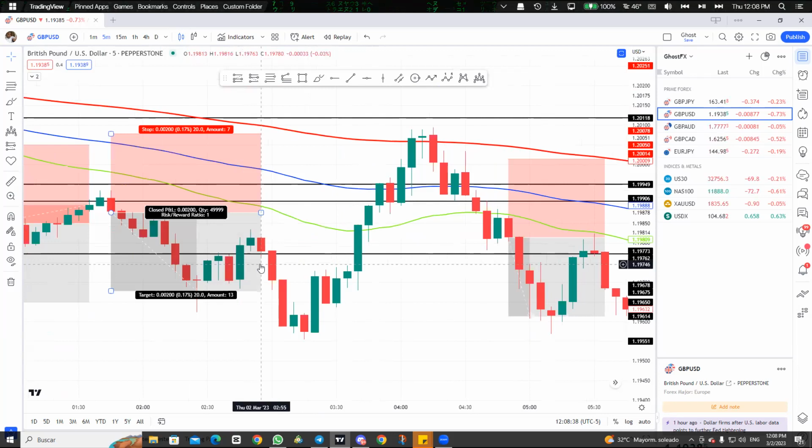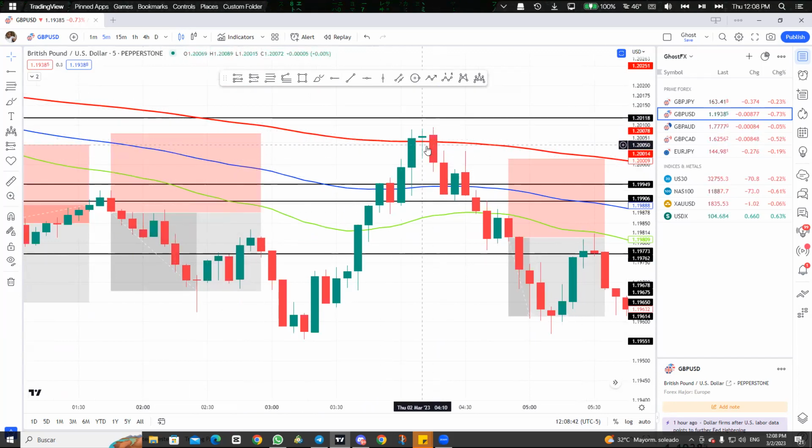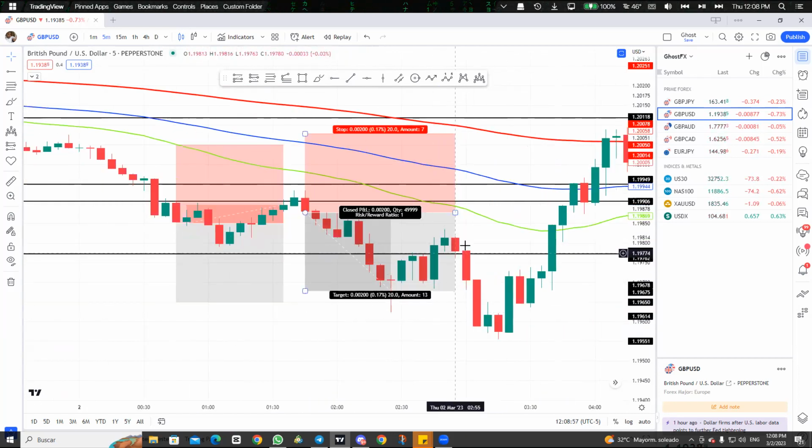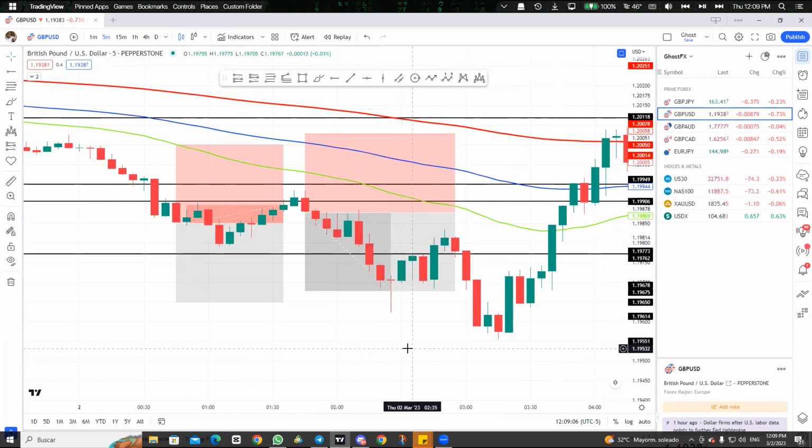I always said an engulfing candle means that this candle is bigger or the same size as the previous candle. This candle is bigger than this one. This candle is bigger or at least the same size. That's an engulfing candle. This is a small candle, and this candle is bigger than this candle, so this is an engulfing candle. It's the same as the PDF that I sent you.